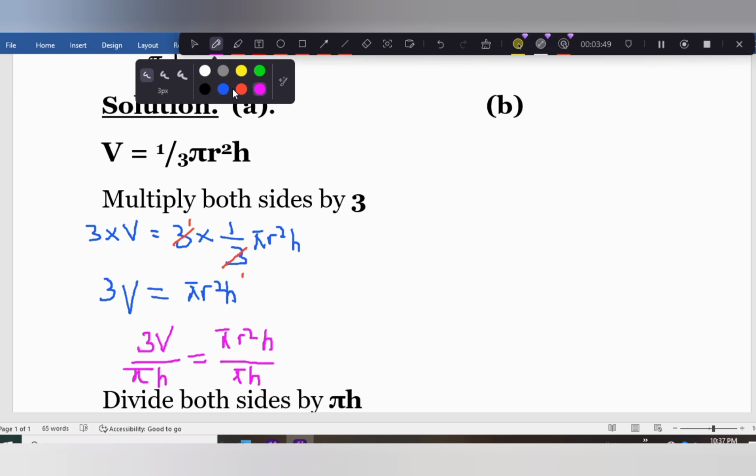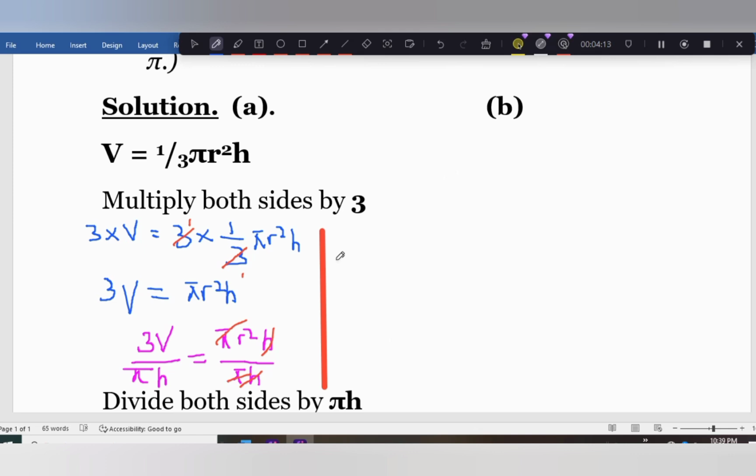So we can easily eliminate this. Pi eliminates pi, and h eliminates h. So what we have left now is r squared at the right hand side, and at the left hand side we have 3V all over pi h. So we have 3V all over pi h equals r squared.